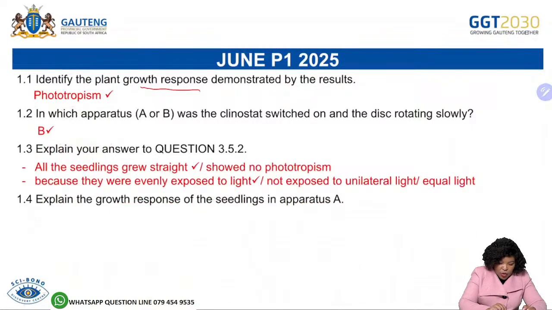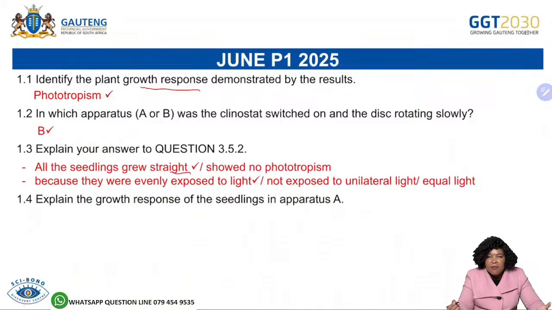All the seedlings grew straight. We saw that. You get a mark for saying that. Do not be lazy to write what you think, because sometimes you may find your answer is correct, but you are thinking that it might be asked in a different way, or they might expect you to answer in a different way. So answer. So it showed no phototropism, or you saw there was nothing growing towards light.